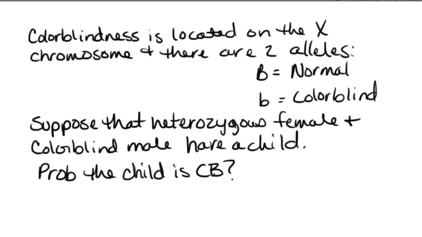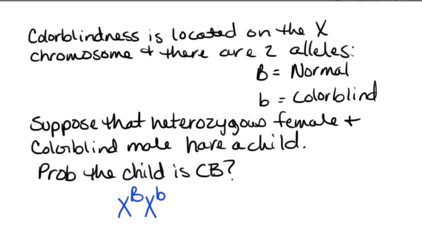So we know that we have a heterozygous female. So when we write her genotype, we want to go ahead and put 2 X's there so that we remember that she has 2 X's, and then she's heterozygous. So she's going to get a capital B and a lowercase b. Notice that that would be her genotype. If we wanted to say her phenotype, she is actually going to be normal. So she's going to be able to see color.